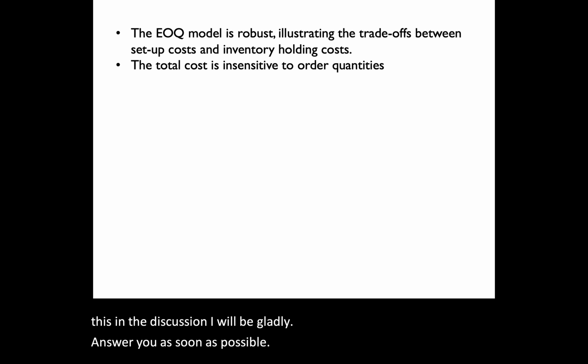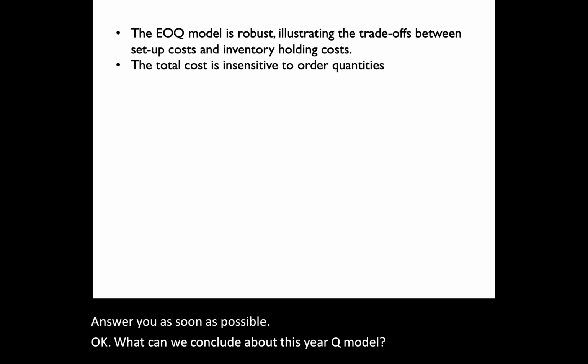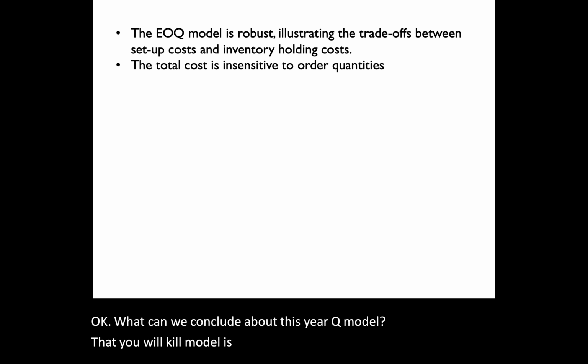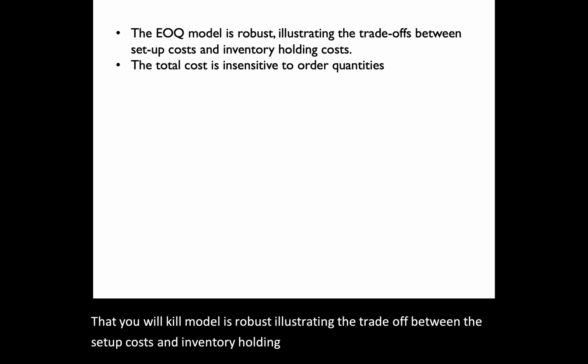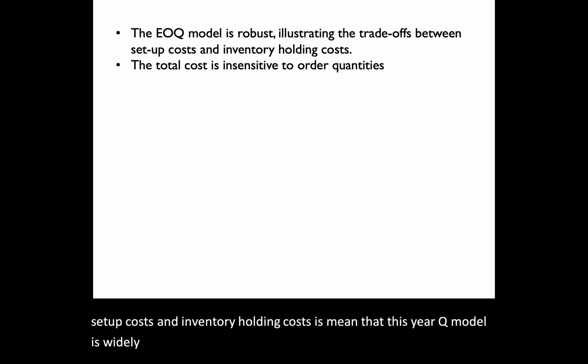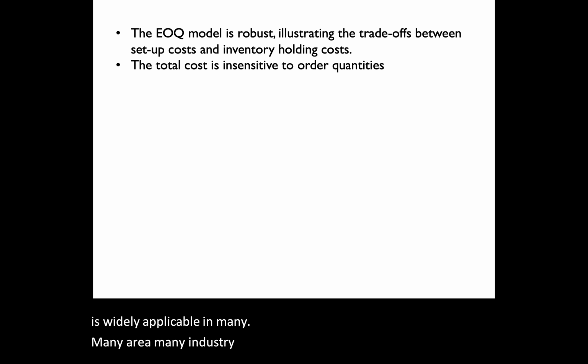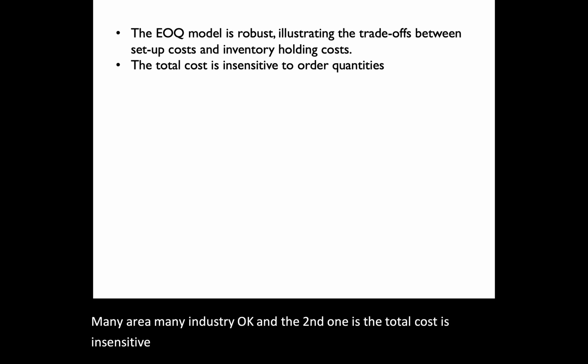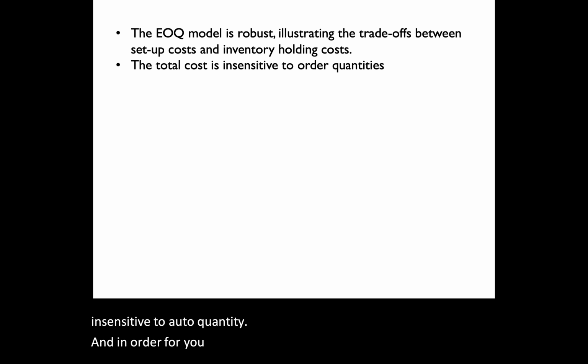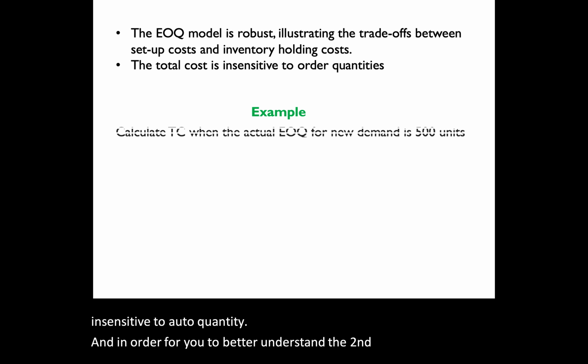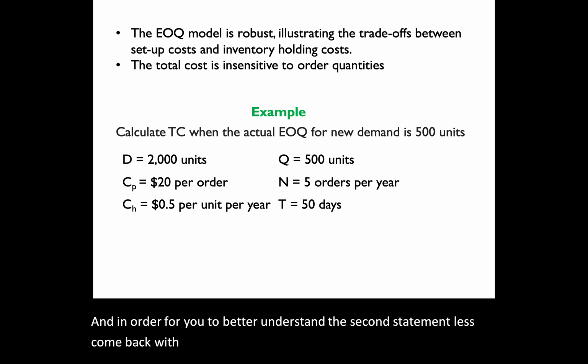Okay, so what can we conclude about this EOQ model? The EOQ model is robust, illustrating the trade-off between the setup cost and inventory holding cost. It means that this EOQ model is widely applicable in many areas, many industries. Okay, and the second one is the total cost is insensitive to order quantity. And in order for you to better understand the second statement, let's come back to the example.